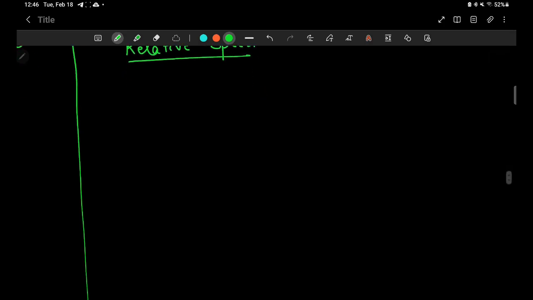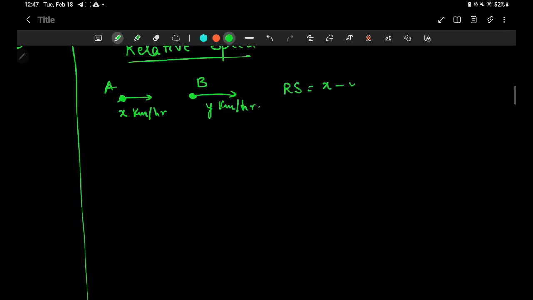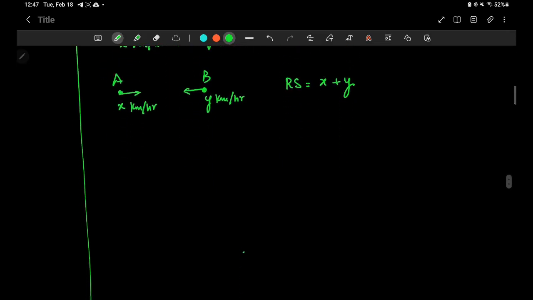In relative speed, let's say two objects A and B are moving in the same direction. Say x kilometer per hour is A's speed and B's speed is 5 kilometer per hour. Then what will be the relative speed? Relative speed will be x minus 5. And let's say the same two objects are moving in the opposite direction, x kilometer per hour and y kilometer per hour, A and B. Then what will be the relative speed? x plus 5.